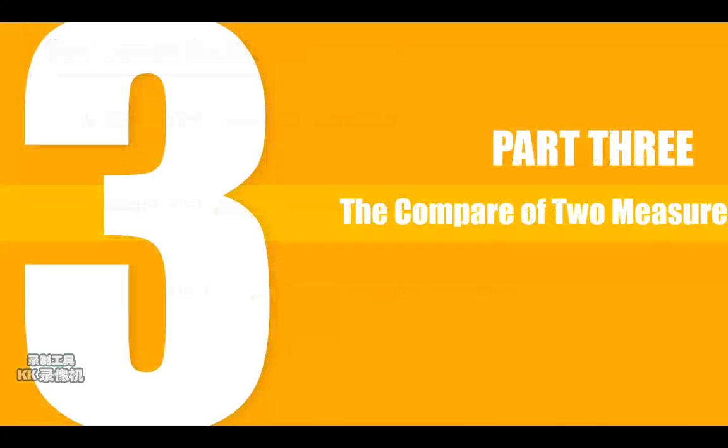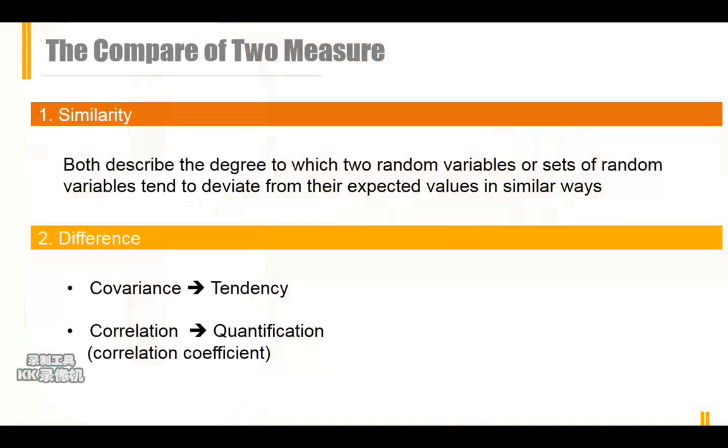In probability theory and statistics, the mathematical concepts of covariance and correlation are very similar. Both describe the degree to which two random variables or sets of random variables tend to deviate from their expected values in similar ways. Obviously, they also have differences.